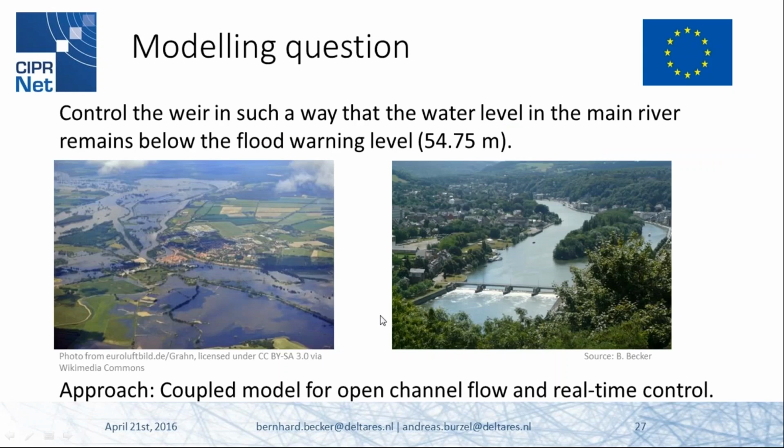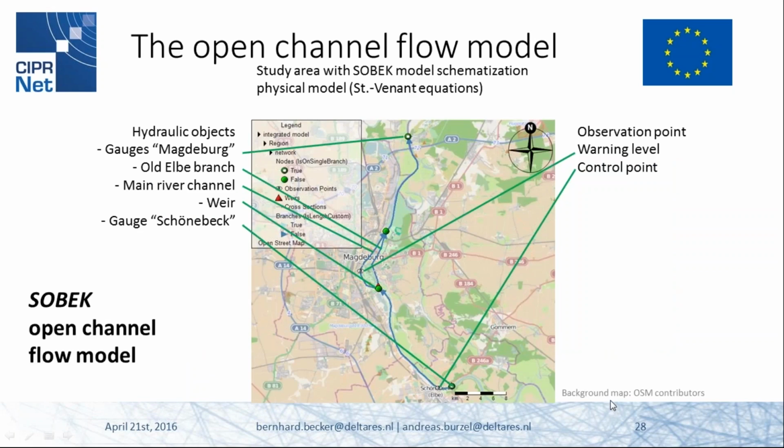The question is, how can we control the weir in such a way that the water level in the main river remains below the flood warning level, which is 54.75 meters? Our approach is, we have the river system here, and this is a hydraulic structure. The approach is that we couple the model for open channel flow and real-time control. And I would like to introduce those two models first to you.